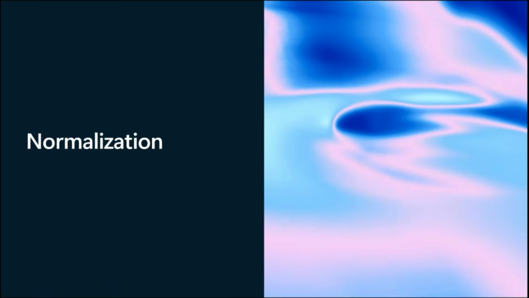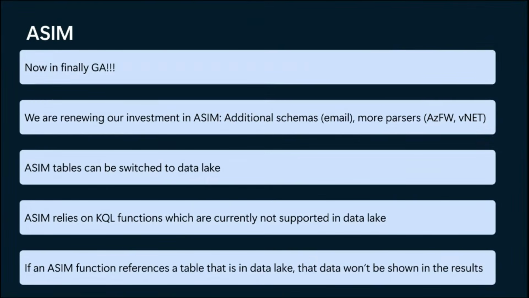So finally, a little bit about normalization. The Sentinel normalization technology is ASIM, and it is finally GA now. And we intend to renew our investment in ASIM schemas. We are planning to introduce additional schemas. We'll start with email. We will also introduce more parsers, starting with Azure Firewall and VNet. And then you will start seeing more and more ASIM schemas coming in.